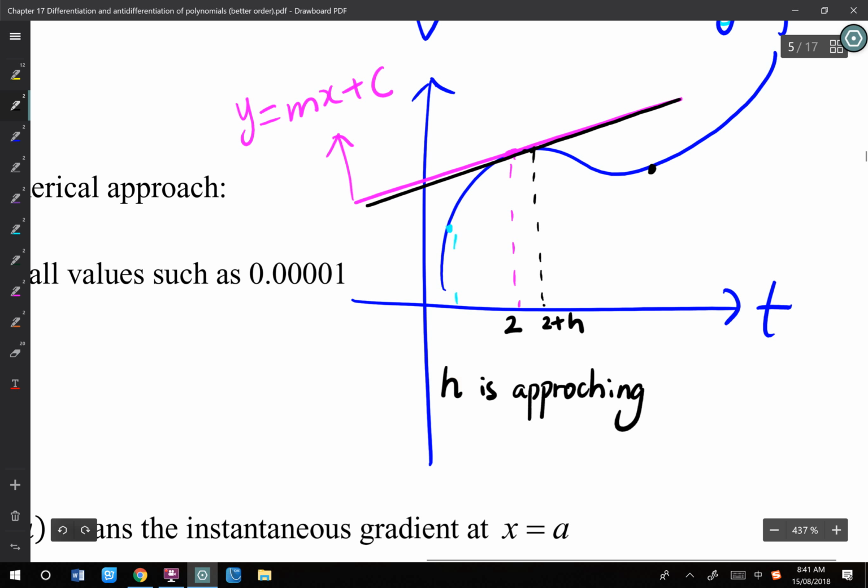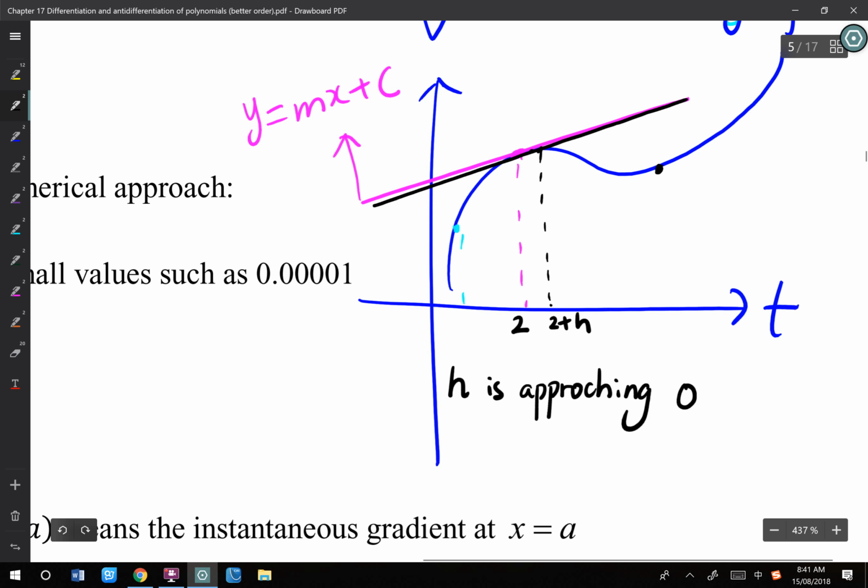H is approaching. Approaching to what value is better? 0. I want the h value to be as close as I can. Well, 0 will be the best one because it's almost no difference between the second point compared to your first point. Then the smaller the better.